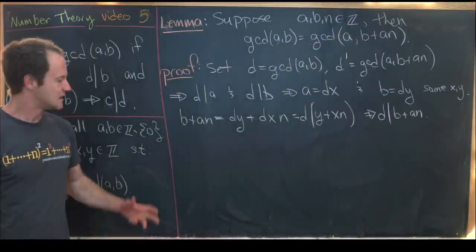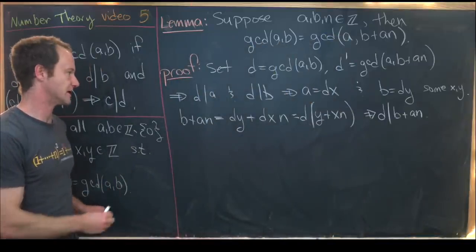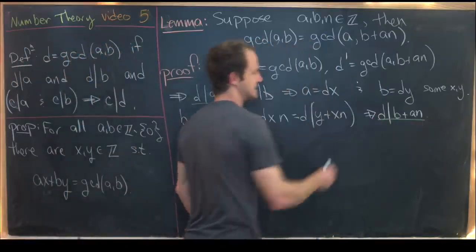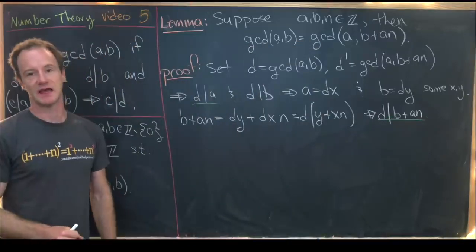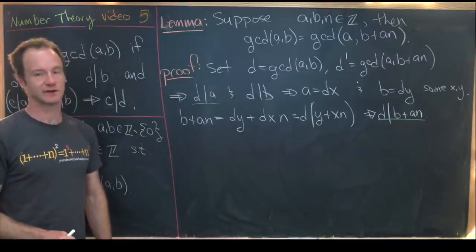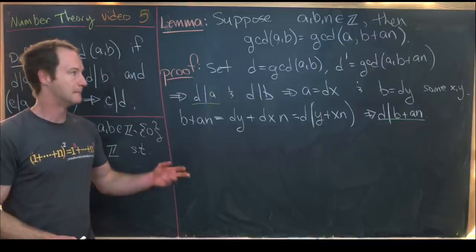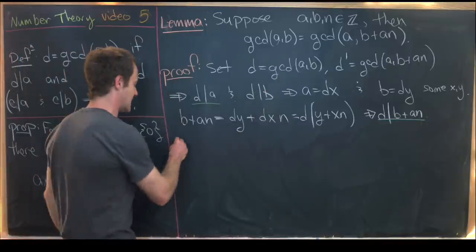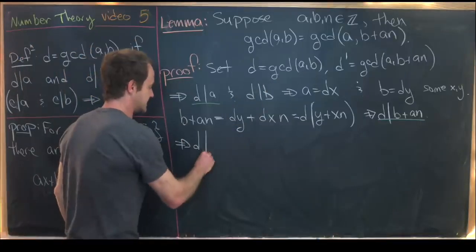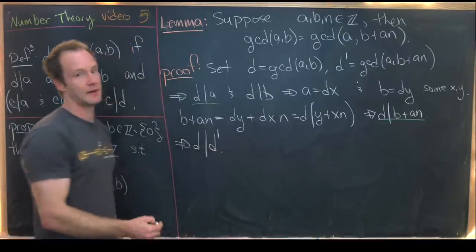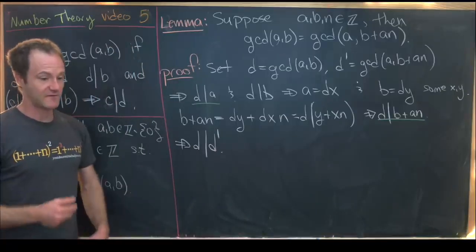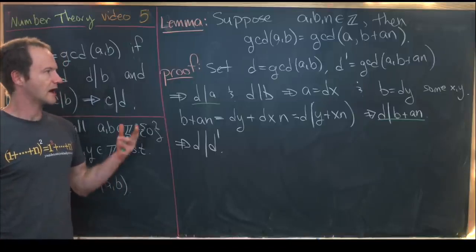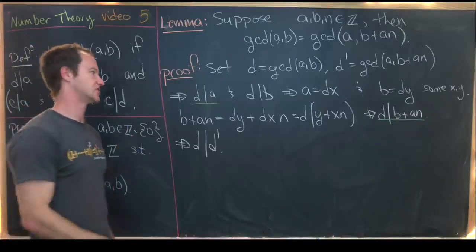Okay, great. So let's see what we've got at this point. We have d divides a and d divides b plus an. In other words, d is a common divisor of those two numbers. But d prime is the greatest common divisor, so that means that d must divide d prime. Again, by the fact that d prime is the greatest such divisor. Okay, so now let's work in the other direction.